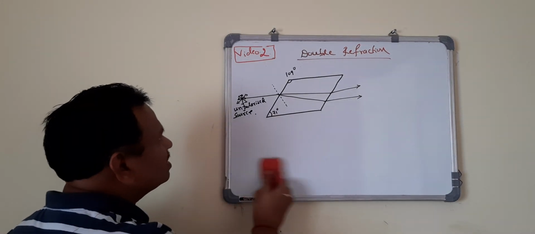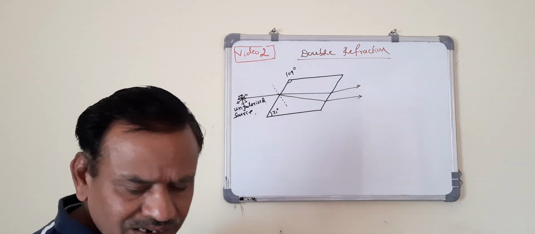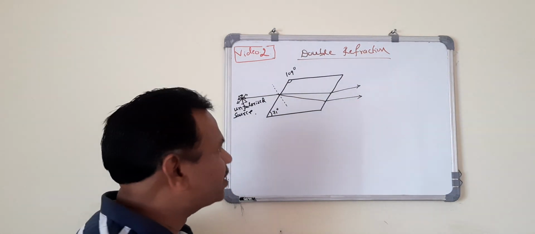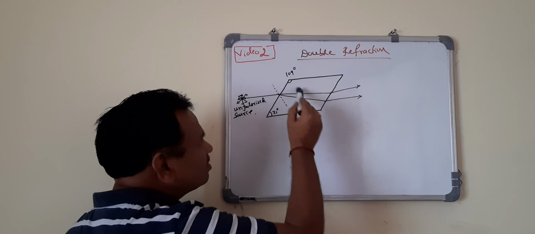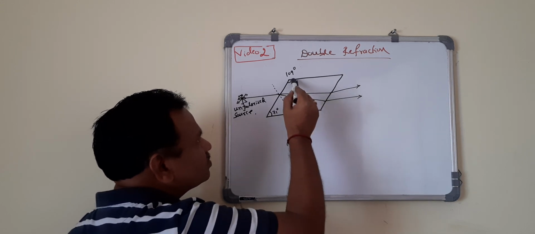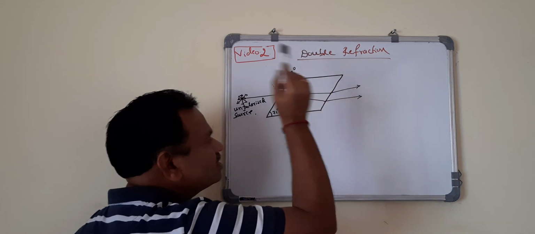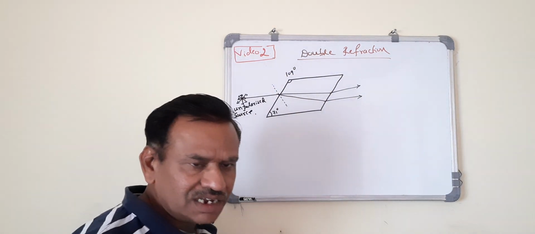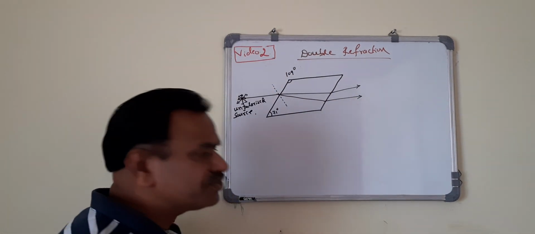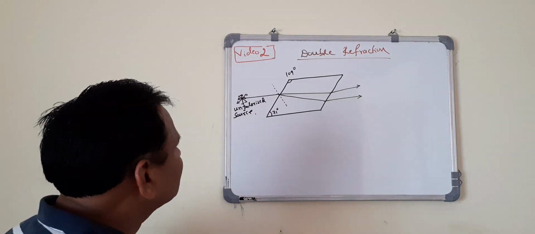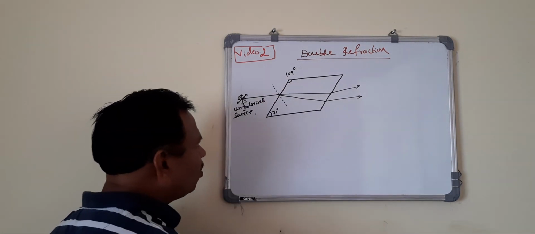Now, this is the calcite crystal. It is a rhombohedral structure, as I told you. The opposite angles are equal. It is 109, it is 109, and this is 71 degrees, this is also 71 degrees. This is the property of the crystal.